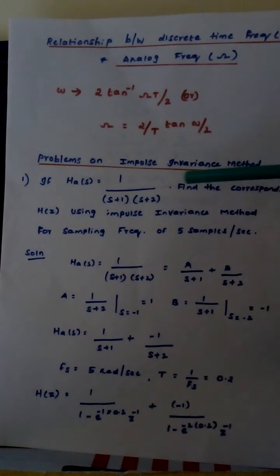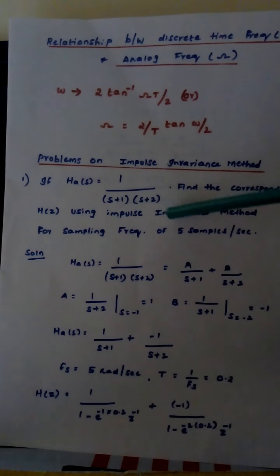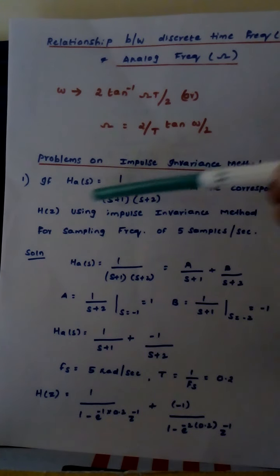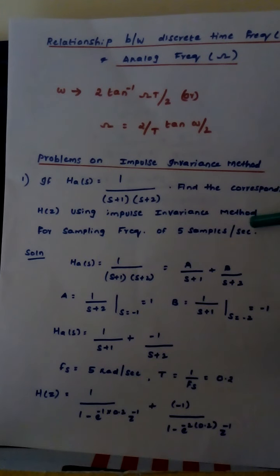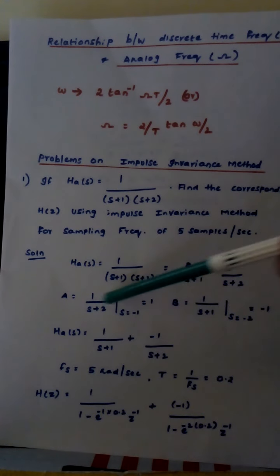And next we'll do the problems on the impulse invariance method. In this they have given the transfer function as 1 divided by (s plus 1)(s plus 2). Find the corresponding H of z using the impulse invariant method for a sampling frequency of 5 samples per second. Here we have to go for the partial fraction expansion method. We are having two poles, so we'll get A divided by s plus 1 plus B divided by s plus 2. If you solve this, we get the A value and the B value. Substituting, we get A as 1 and B as minus 1.